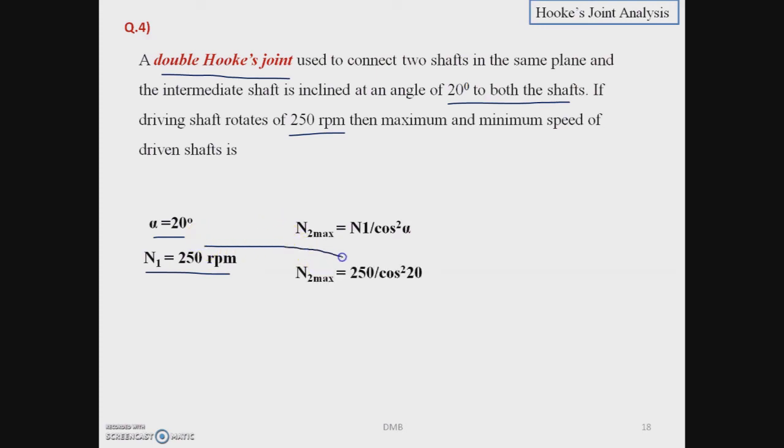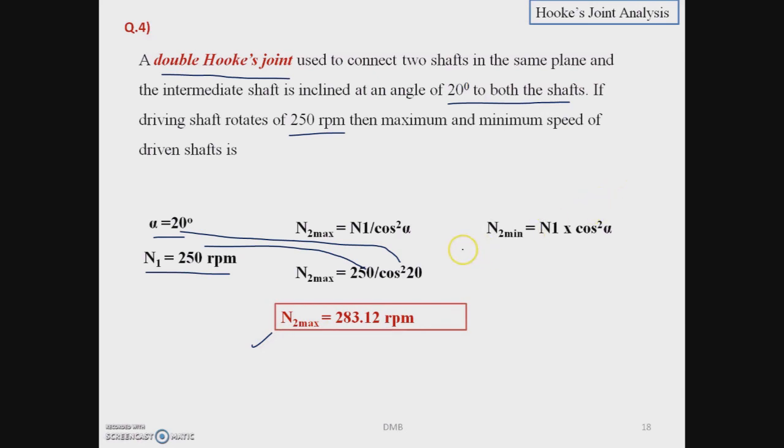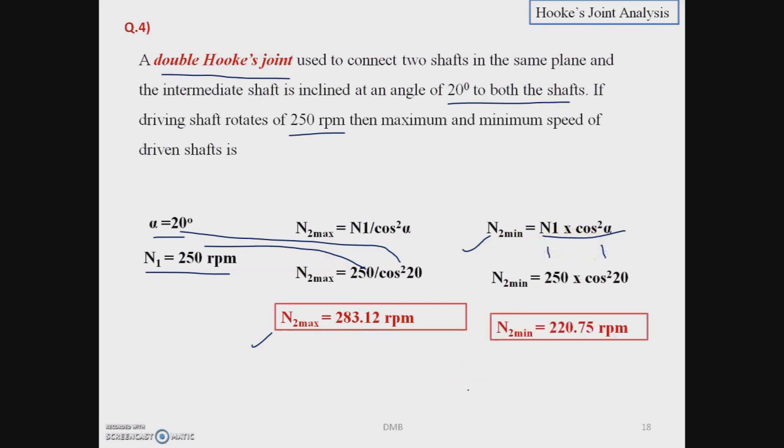So we'll substitute the values. N1 equals 250, the speed of the input shaft, and alpha is 20. So 250 divided by cos square 20 is 283.12 rpm. This is the maximum speed of the output shaft. Minimum speed of the output shaft in case of double Hooke's joint equals N1 into cos square alpha. By substituting N1 equals 250 and alpha equals 20, we get the minimum speed of the output shaft as 220.75 rpm.